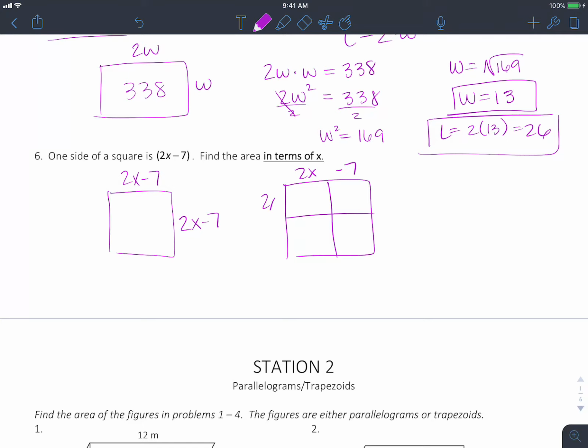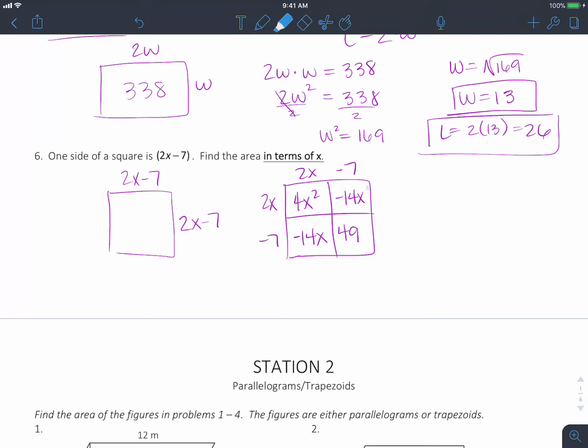So we're going to have 2x minus 7 and 2x minus 7. So what we're going to do in the boxes is we're going to multiply them where they meet. So we're going to have 2x and 2x meet, giving us a 4x squared. Negative 7 times 2x is negative 14x. Then that same bottom left box, we're going to have 2x times negative 7, which is negative 14x. Then negative 7 times negative 7, which gives us 49.